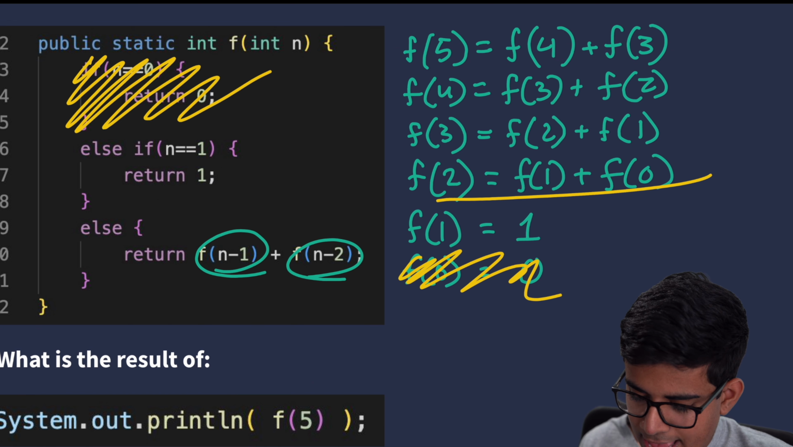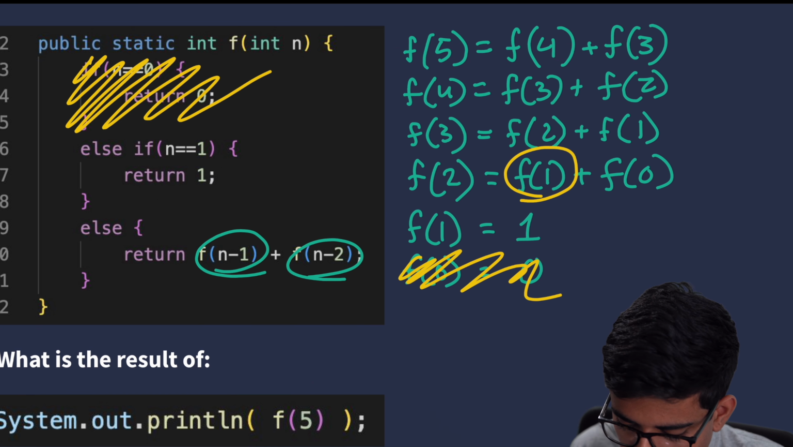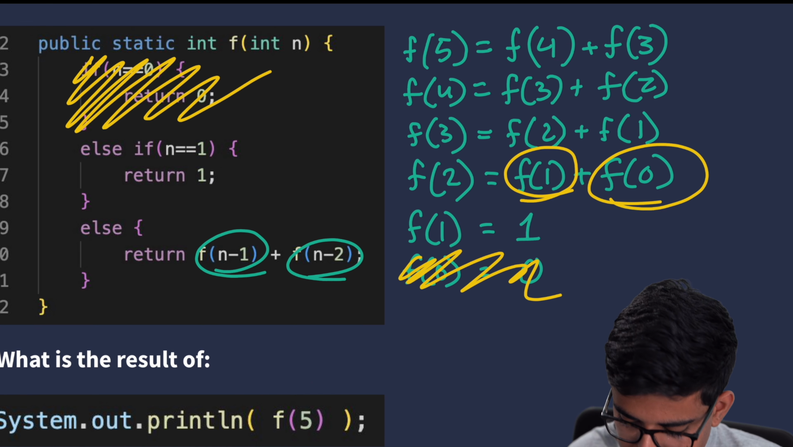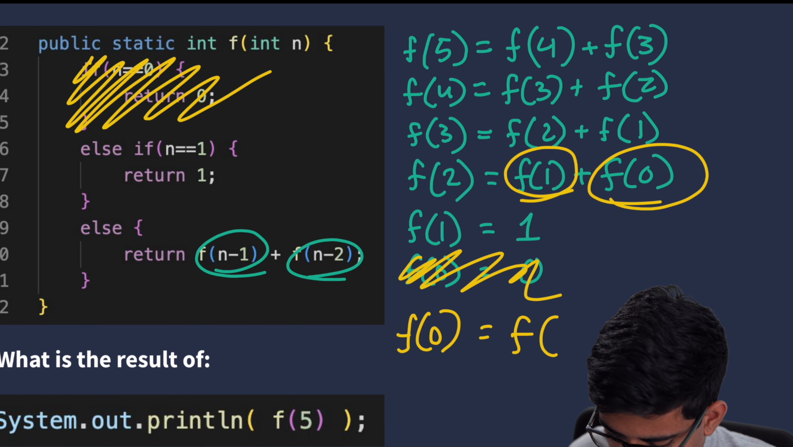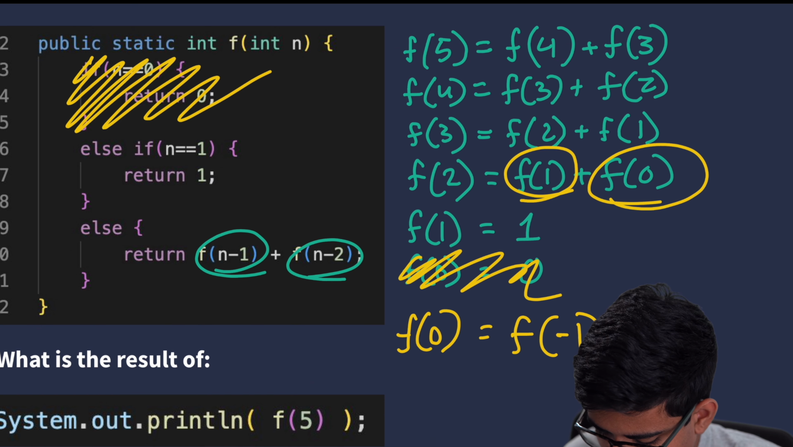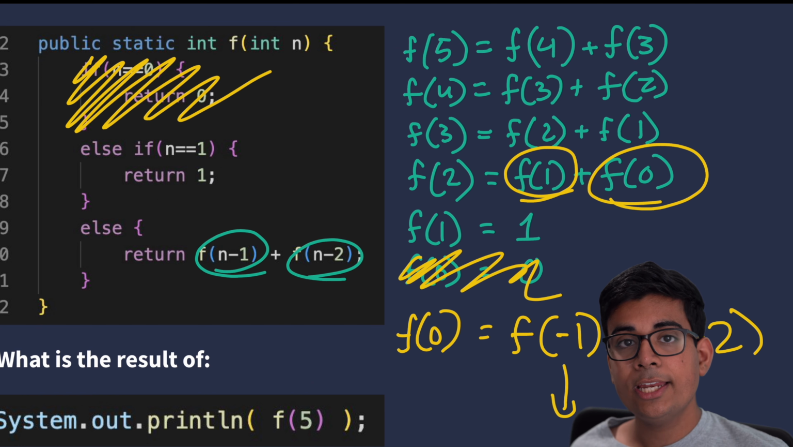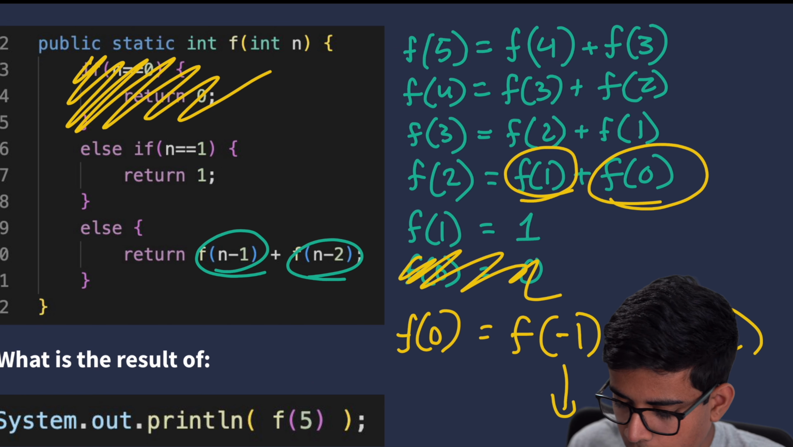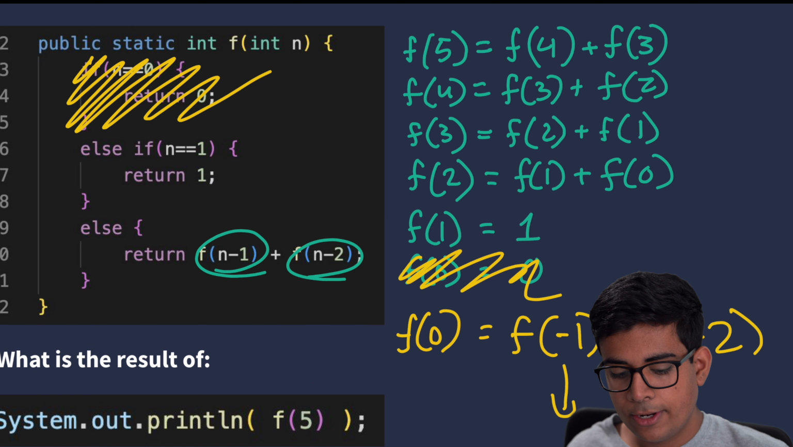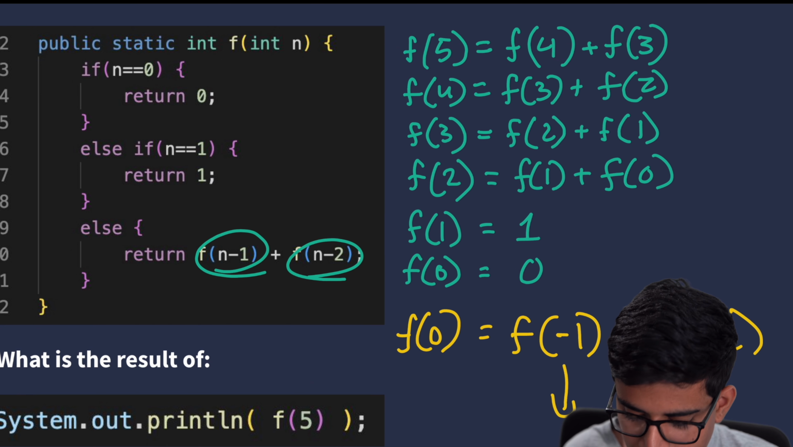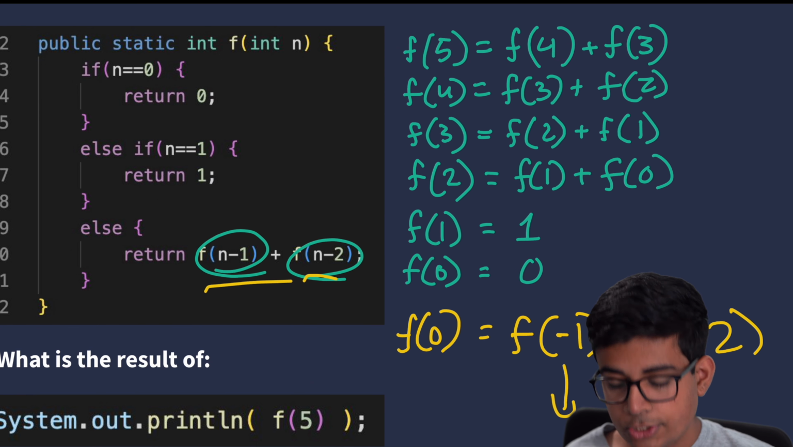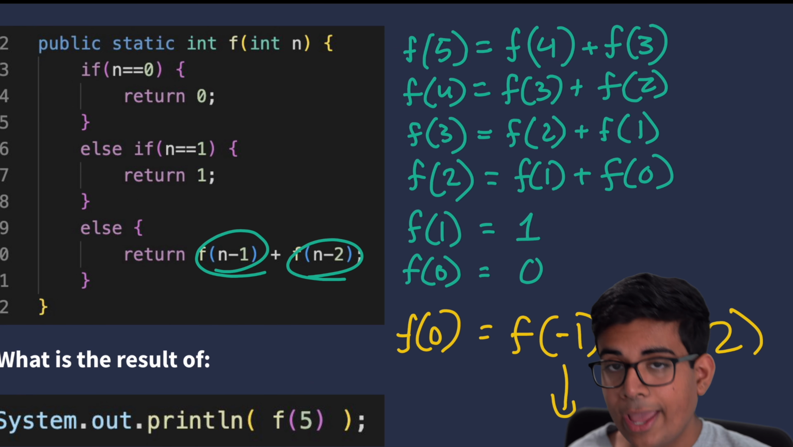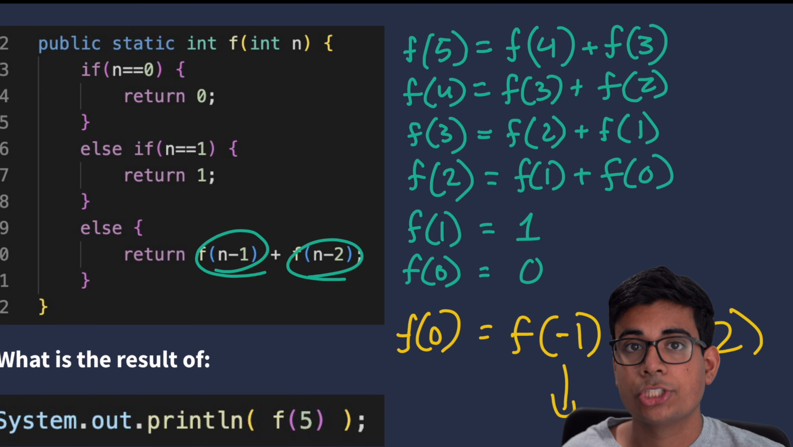You'll find that in this f of 2 call, I have f of 1, which is a base case, plus f of 0. And if f of 0 is not a base case, then f of 0 would have equaled f of minus 1 plus f of minus 2. And now this would have gone on to infinity and caused infinite recursion. So it's very important to keep track of the different base cases, especially if you have two calls to the recursive function in this recursive call. It's very important to be aware of what your base cases actually are.